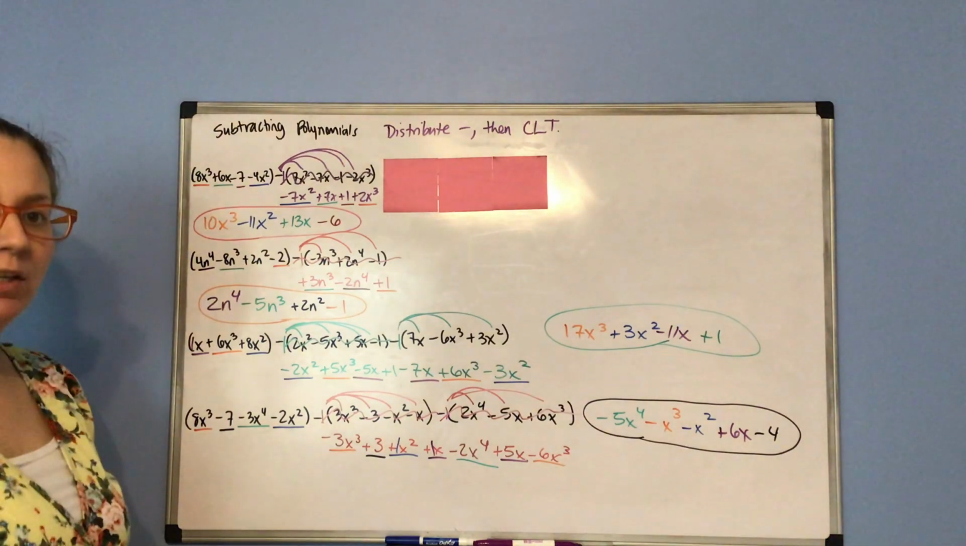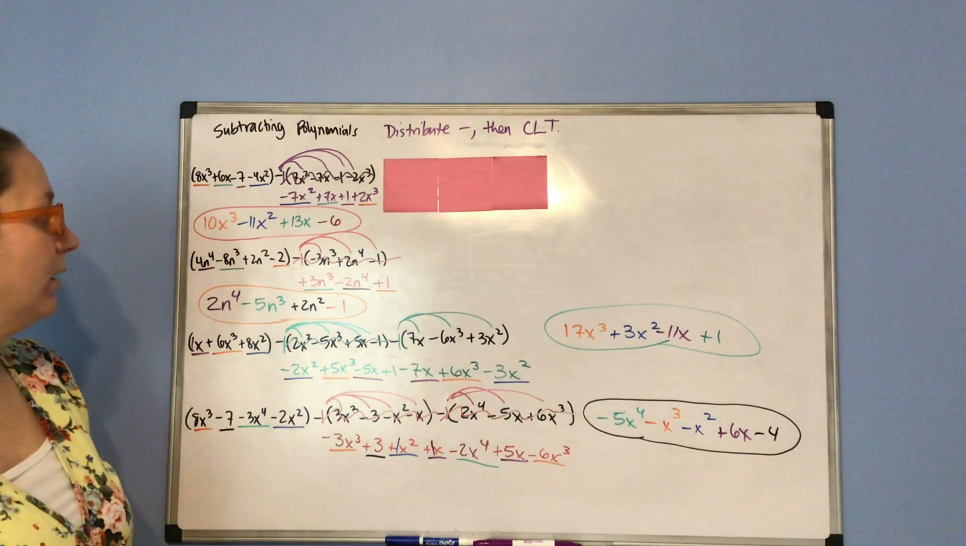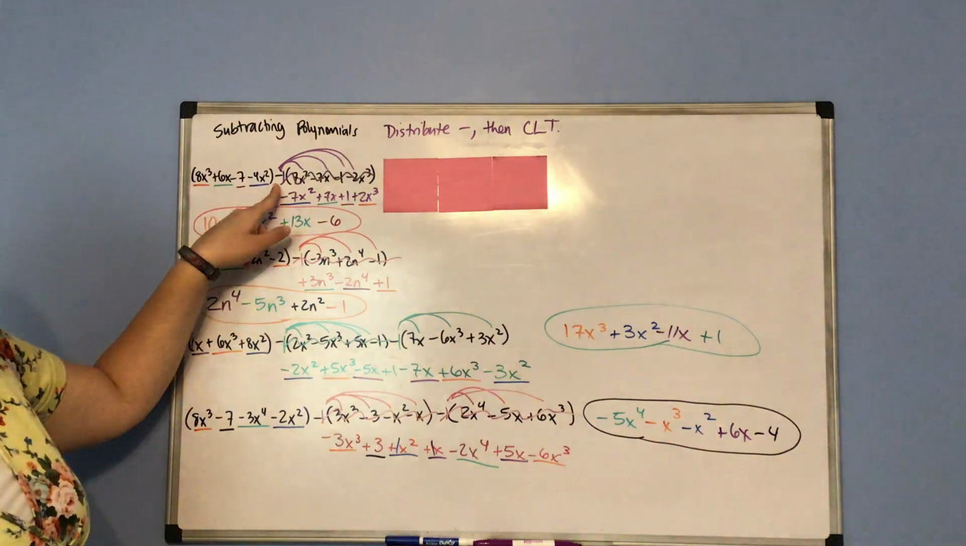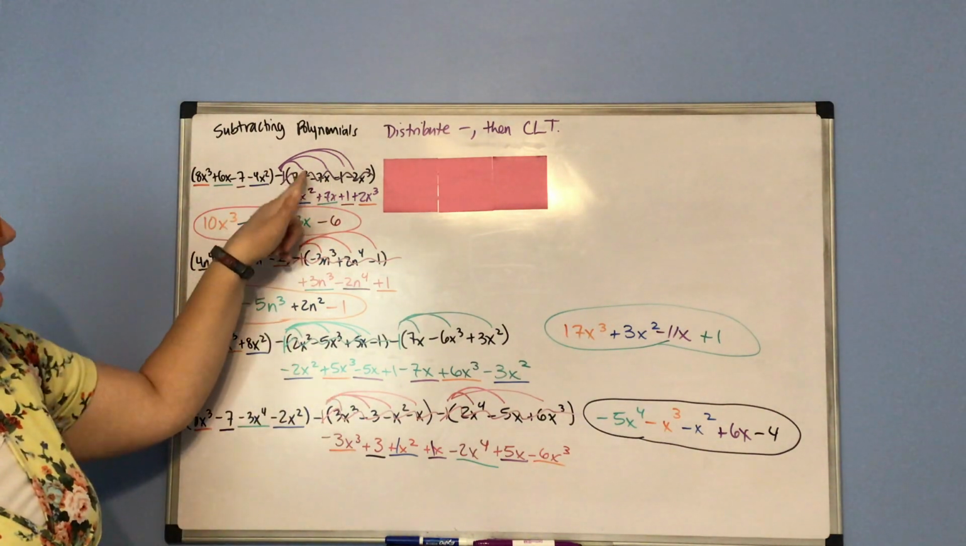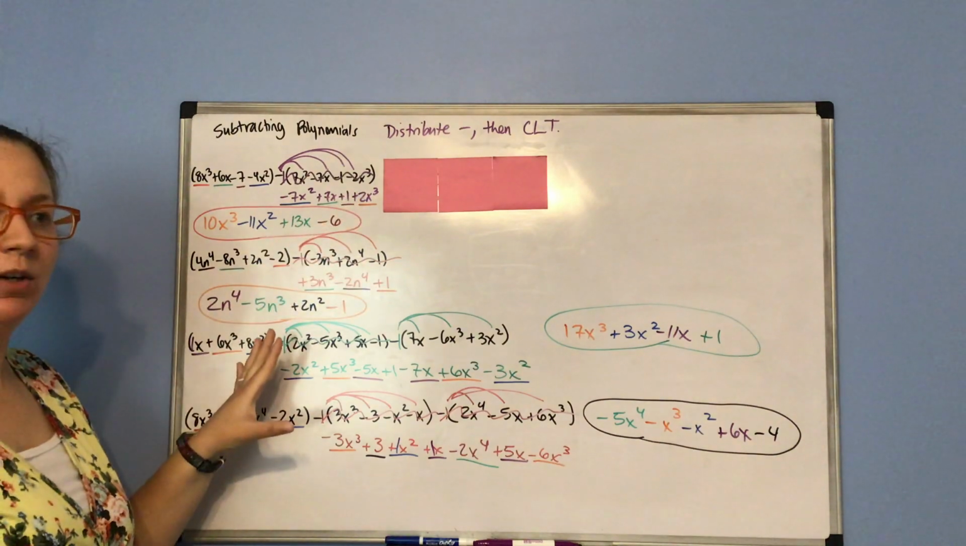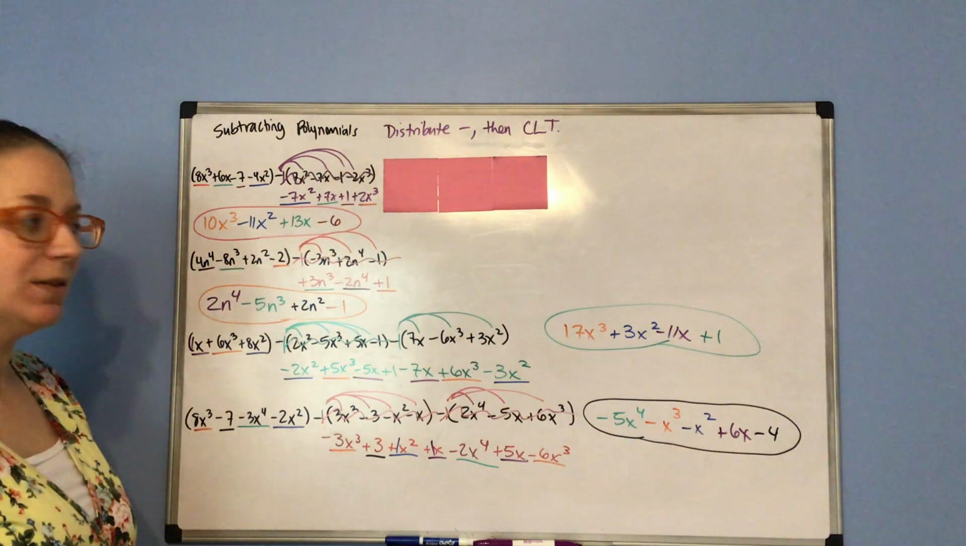That is it for subtracting polynomials. Once again, your clue that you are subtracting is that you have a minus sign in front of your set of parentheses. When you're subtracting, you need to distribute that negative. Once you've distributed a negative, it's just a matter of combining like terms.